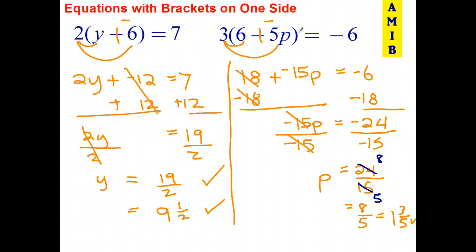Okay, so that's the video on what we do if we have brackets on one side of an equation. Again, you can go ahead and divide both sides by the number outside the brackets, and sometimes that is the best way to do it. Alternatively, you can always expand the brackets and continue from there.